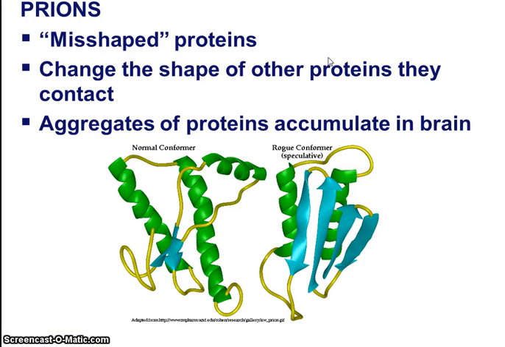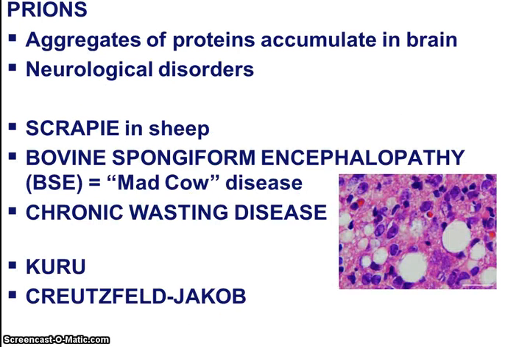Prions, those are actually just proteins, so they don't even have DNA. They're misshapen proteins, and they can change the shape of other proteins that they contact, so you can get aggregates, and this is what we believe causes mad cow disease. Along with that, there are scrapie, chronic wasting disease, which you find in deer, and in humans, Creutzfeldt-Jakob disease.